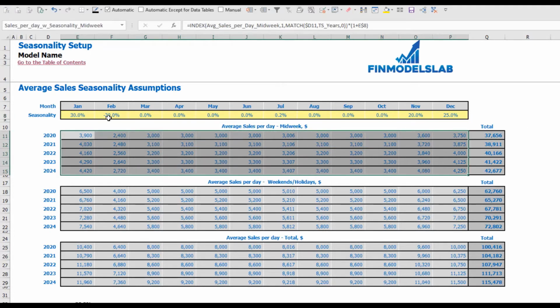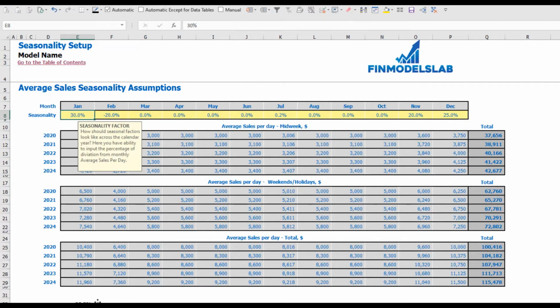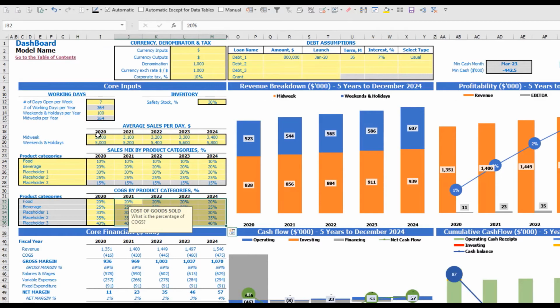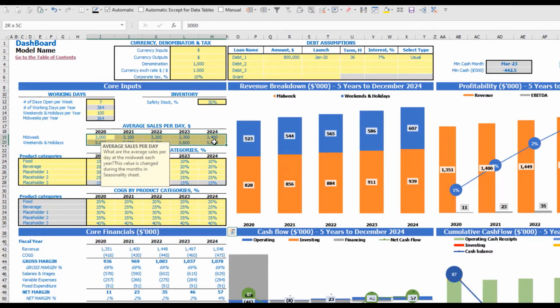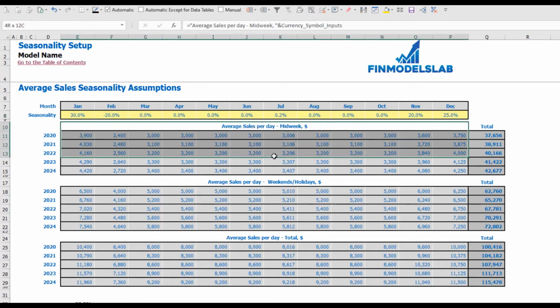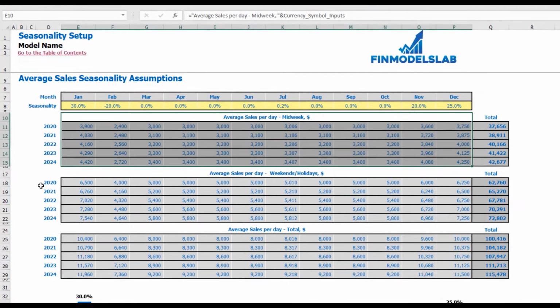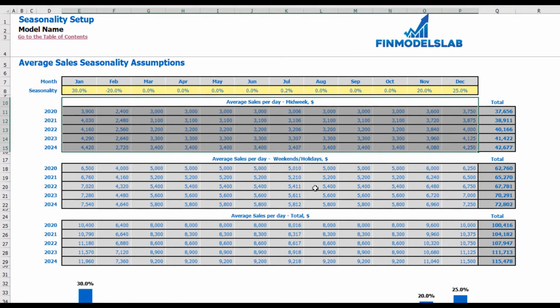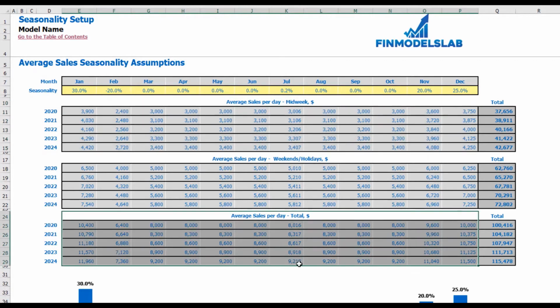So below you may find the average sales per day, which you set up on the dashboard. So this is broken down by midweek, broken down by months, years. You have weekends and holidays sales and total sales per day in average by months and by years.